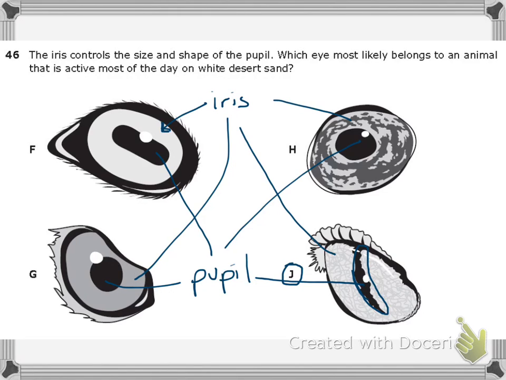So a question like this, you needed to know what the iris and pupils do and what they look like in the image here, and then answer choice J is your correct answer.